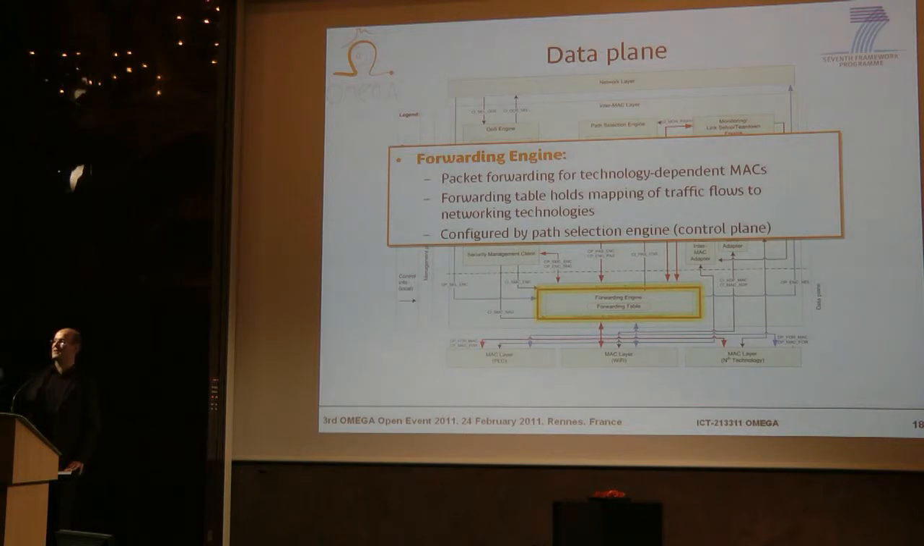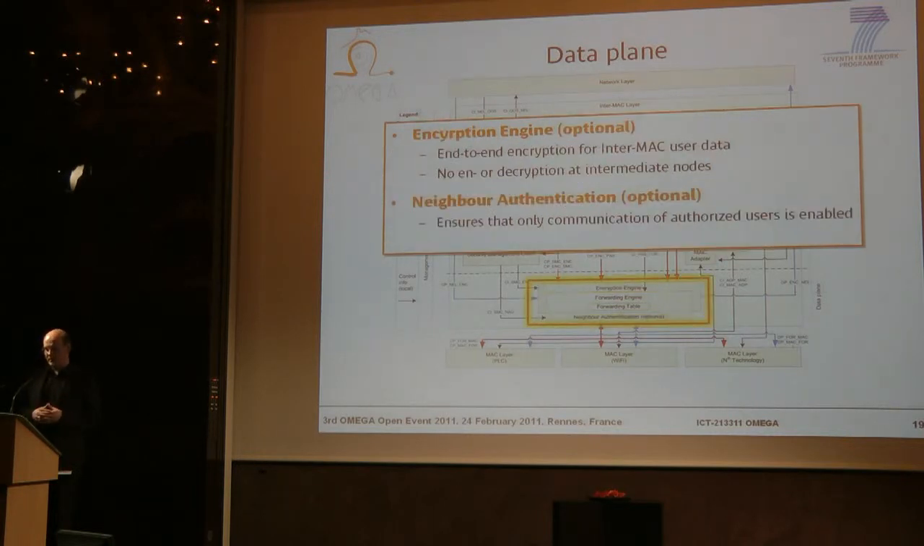So all the complicated stuff is done in the control plane by the path selection engine. And it just sets a certain table in the forwarding engine, which is the forwarding table. And based on the forwarding table, all the switching between the technologies is performed. Optionally, we have envisioned encryption and authentication within the Omega network. And because this is always a very important issue when you want to sell products to end customers, you have to be aware of their needs regarding security and their privacy.